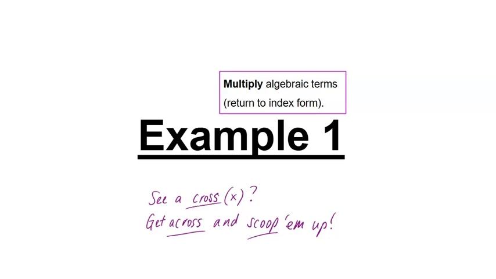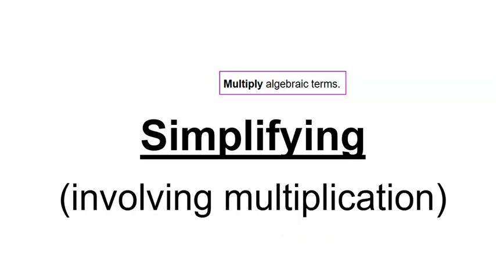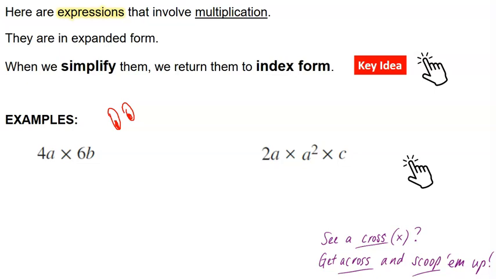In this example, we look at how to simplify algebra when the terms include the multiply symbol. You know from algebra basics, we tend not to use the multiply symbol when writing algebraic expressions. Let's just review what it would mean when we see the multiply symbol in these expressions. Here you're seeing two expressions that have the multiply symbol. You're looking at expressions in expanded form. When we simplify them, we are returning them to index form.